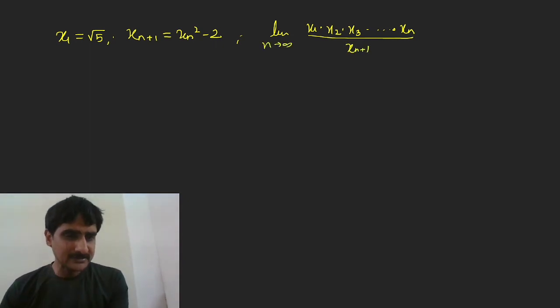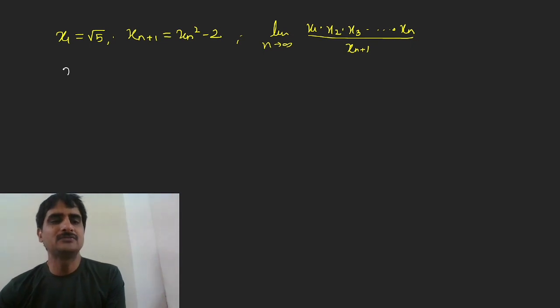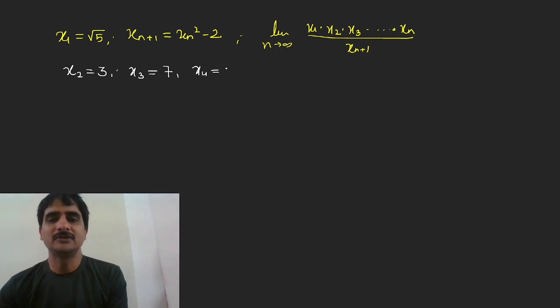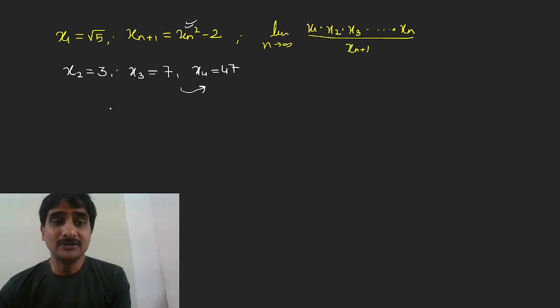Okay, now see, let us first try. That's what I did: I first tried to check which way the sequence is going. So I tried to find x2, how much will that be? 5 minus 2 is 3, and then x3: 9 minus 2 is 7, then x4 will be 49 minus 2, which is 47. See, it's an increasing sequence, and increasing at a fast pace because of the presence of a square here. So what does that mean? That means as n approaches infinity, xn approaches infinity.